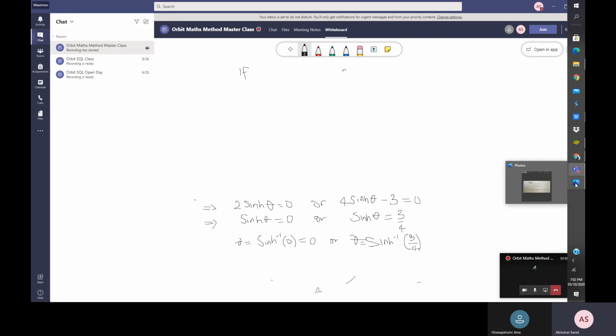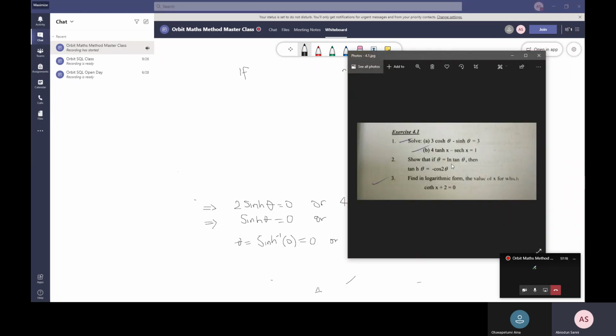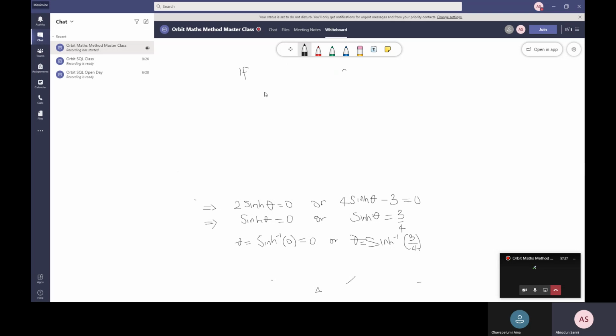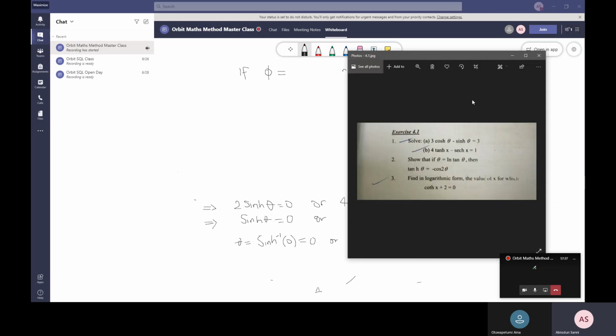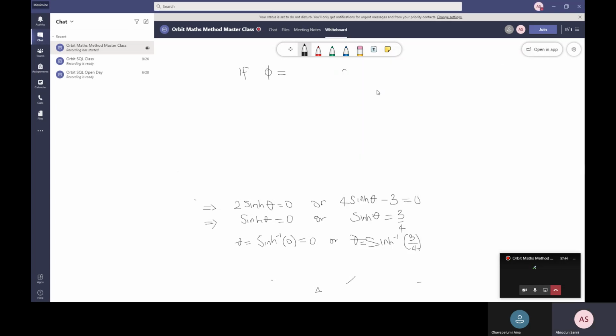Let me see the question again. If theta is equal to ln theta, then tan theta is equal to minus cos theta. So this is wrong. I think the question is supposed to be if phi. So let me use phi instead of theta. So if phi is equal to ln tan theta.